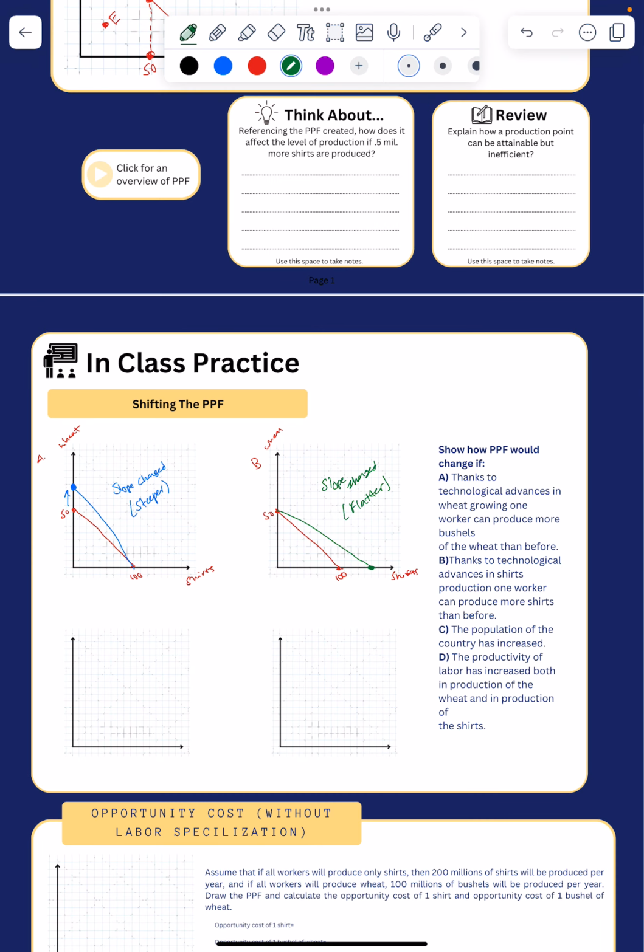And our slope would get flatter because the shirts are along the horizontal axis and we are increasing production in that area. So wheat would not be harmed at all, but our shirt production would increase, therefore changing the equilibrium point, which we'll find out about later. But our slope would get flatter because our production of shirts is increasing.